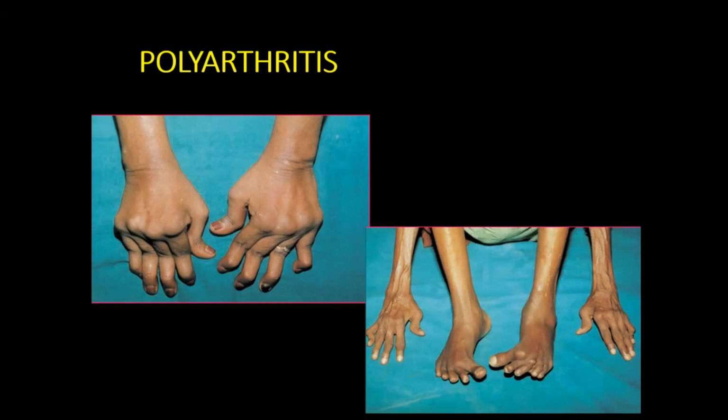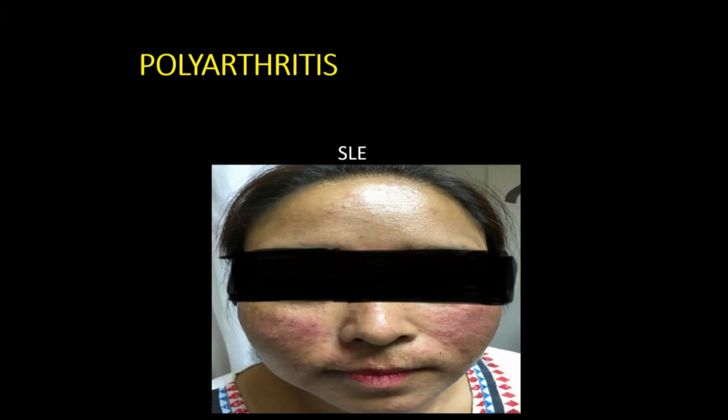Then SLE can manifest as polyarthritis. Please remember, in a young lady who presents with polyarthritis, there are two important differential diagnoses you'll have to think of. One, it can be rheumatoid or it can be systemic lupus. Ask for extra-articular features of a malar rash, photosensitivity, oral ulcers, excessive hair fall. That's very important. The differential diagnosis for rheumatoid in women is systemic lupus.